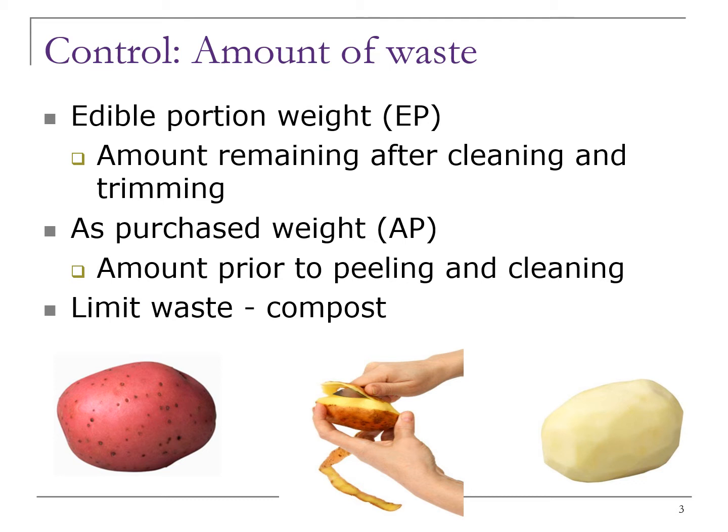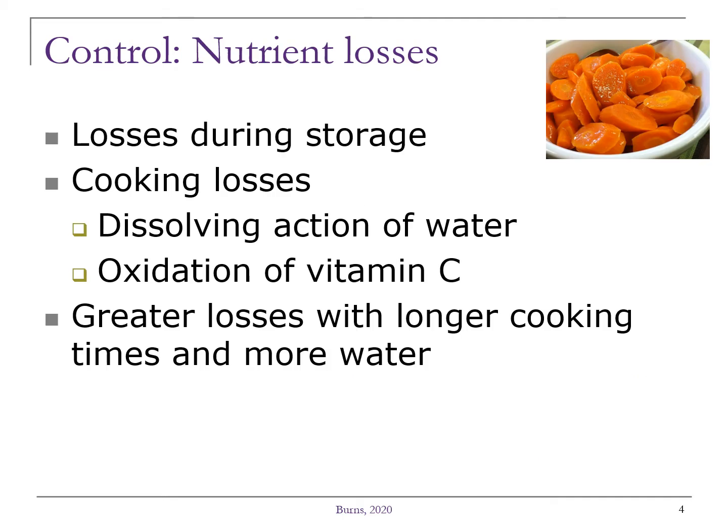The edible portion of the fresh fruit or vegetable refers to the amount remaining after cleaning and trimming, whereas the as-purchased weight is the amount prior to peeling and cleaning, so the weight of what it is that you actually purchased. To most effectively minimize waste, the goal is to have these two weights be as close as possible. And whatever waste you might have, you can always compost.